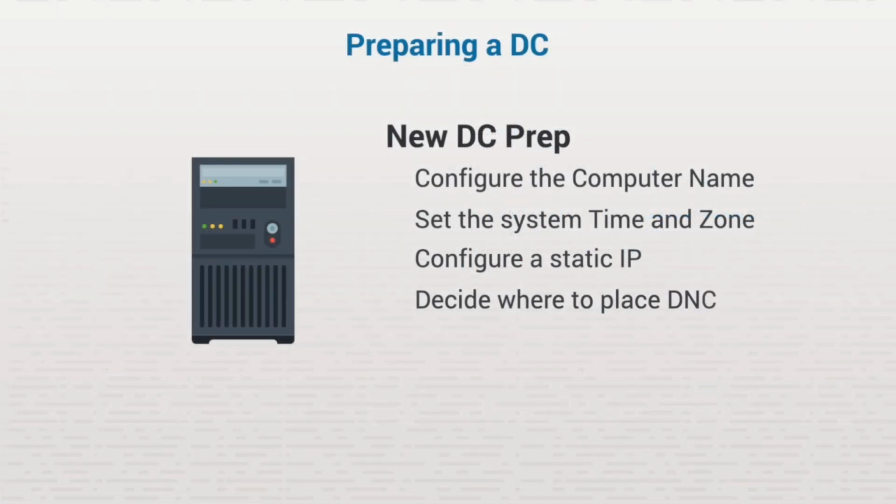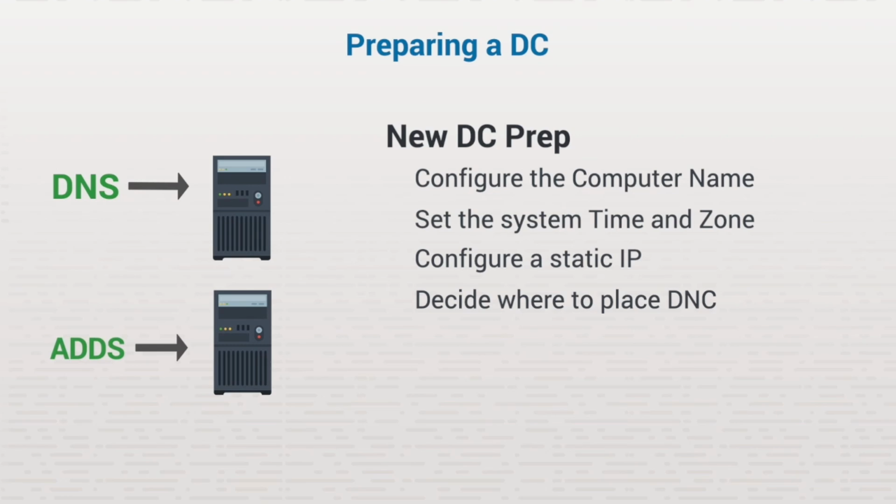Next, you need to decide what to do about the domain name system, or DNS. There are a couple of options available for handling DNS. On a small network with a very small number of domain controllers, you could put the DNS service on the same system as the Active Directory Domain Services, or ADDS, and it should work just fine. But if you're working on a large network, this won't work as well.